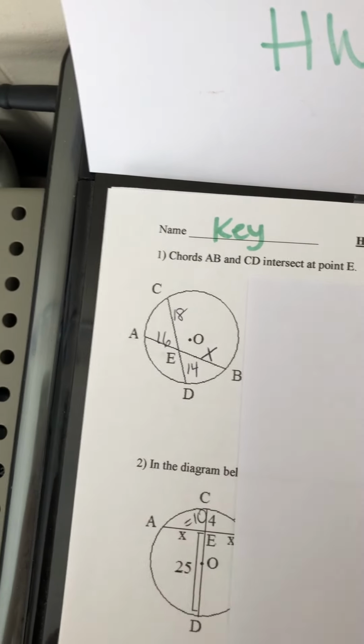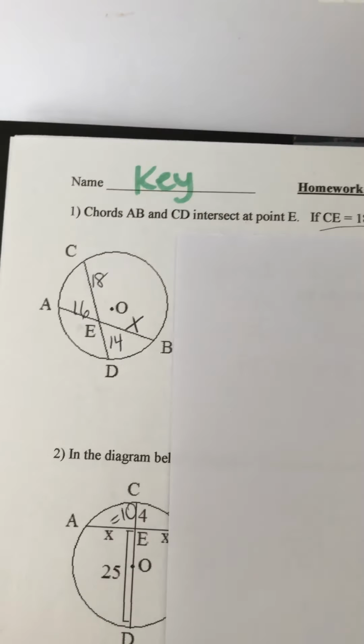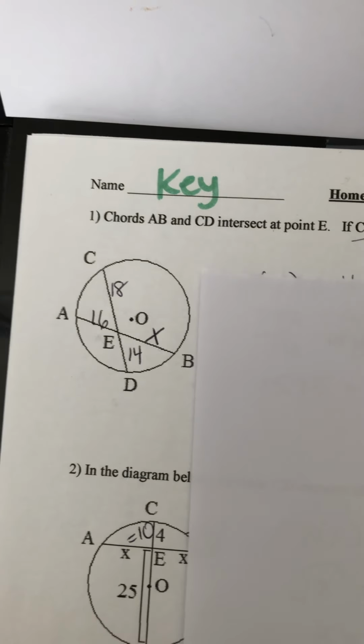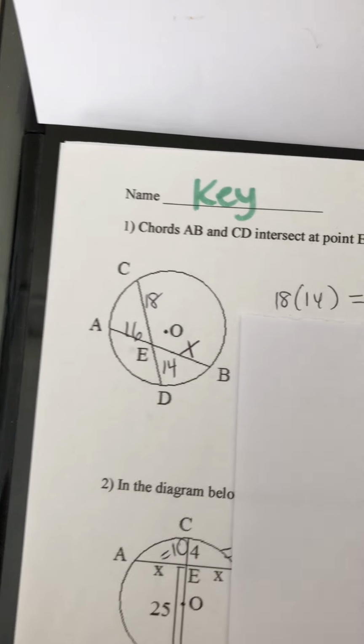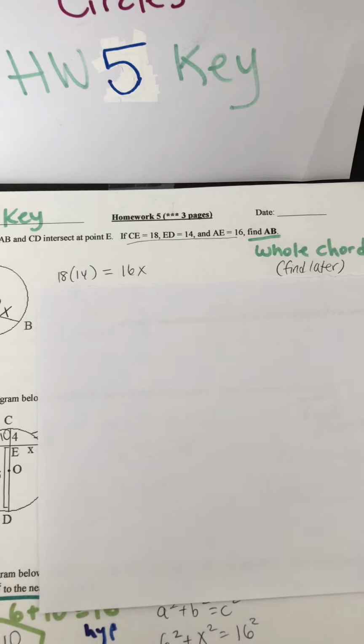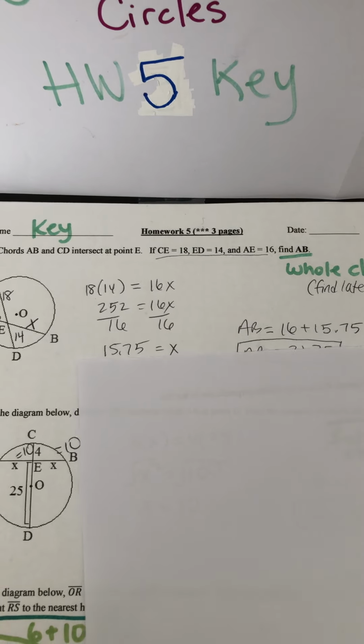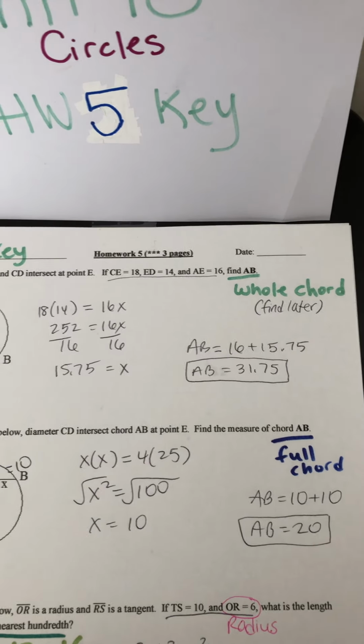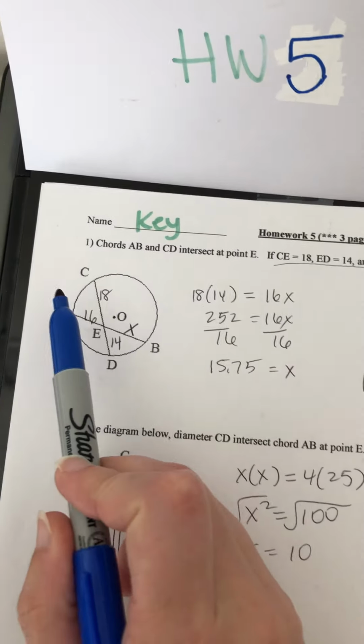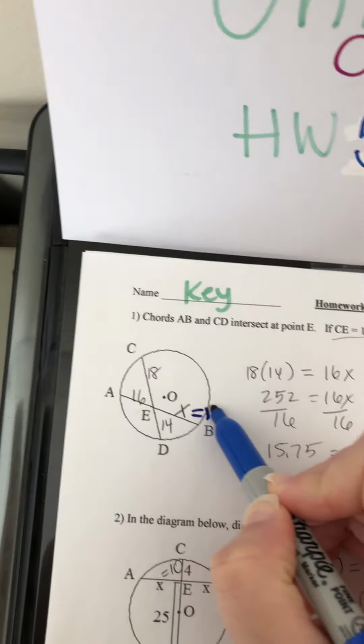Even though I want to find AB at the end, we first do the piece. These are lengths of segments. We multiply them. I made a note that we're going to find the whole chord later. Multiply them, divide by 16, and you get 15.75. Then you take the pieces, 16 and that 15.75, and you add them up and get 31.75.